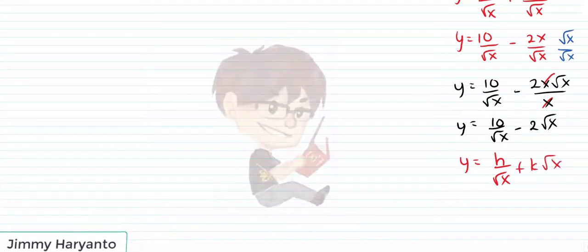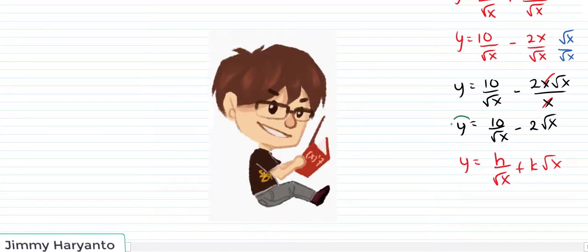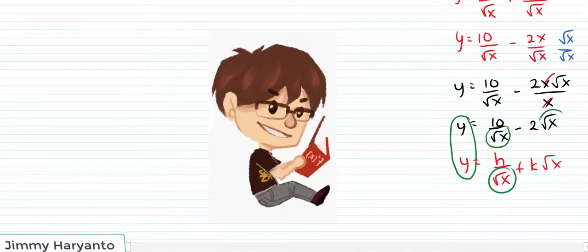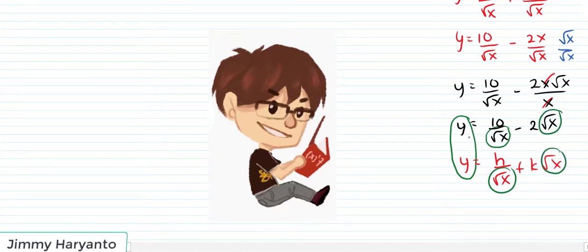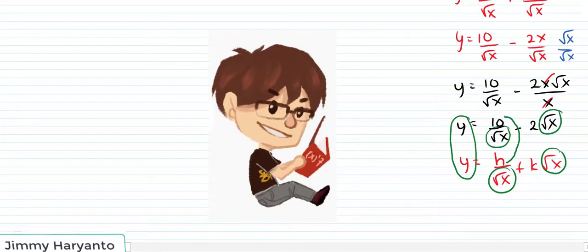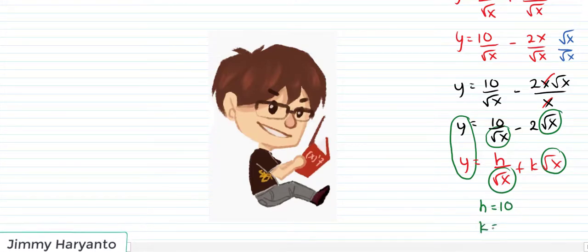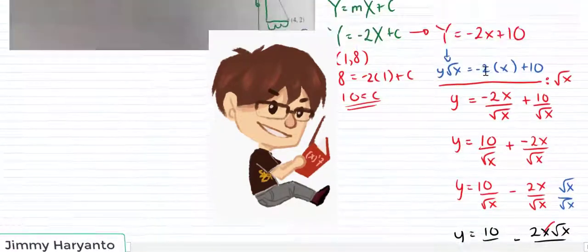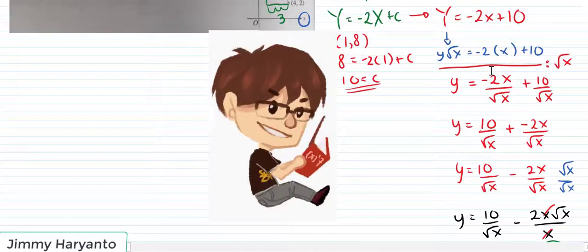Look at this, it's already similar. The y is exactly the same, the over root x is exactly the same, and the root x is exactly the same. So I can tell that h will be equal to 10 and k will be equal to negative 2. So I can say h equals 10 and k equals negative 2. There you go, I have k and h. A little bit long, but it's still easy.